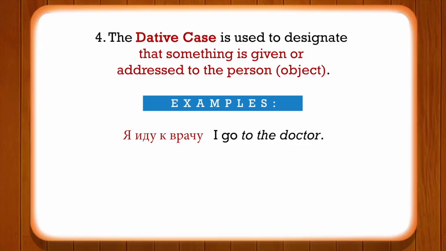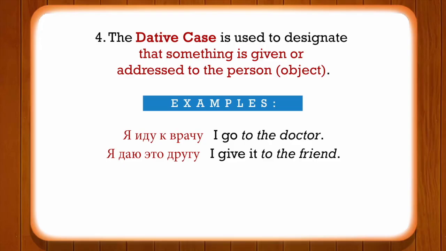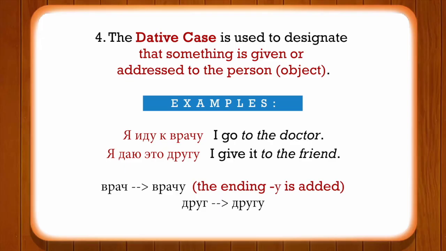So vrach changes into vrachu. Suppose in place of vrach you have any other noun like drug, ya idu k drugu. So drug changes into drugu. Likewise, you also have verbs here. For example, in the second sentence, ya dayu eto drugu. That has been conjugated in the form of ya dayu, eto comes. To whom am I giving it? Ya dayu eto drugu. I give it to the friend. Likewise, vrach changes into vrachu and drug changes into drugu. So we are adding u at the end.